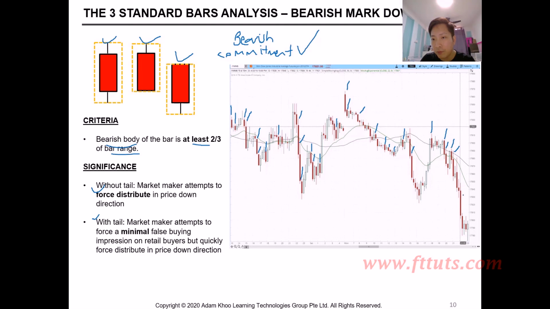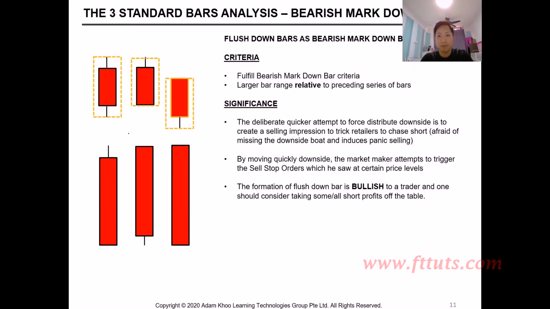Like I mentioned, if you're in doubt whether it's a markdown bar, usually it's not. So you must really clearly see that the bearish bar body is at least 2/3 of the bar range. The extension of a bearish markdown bar is what we call a bearish flush down bar. Again, it fulfills the bearish markdown bar criteria.